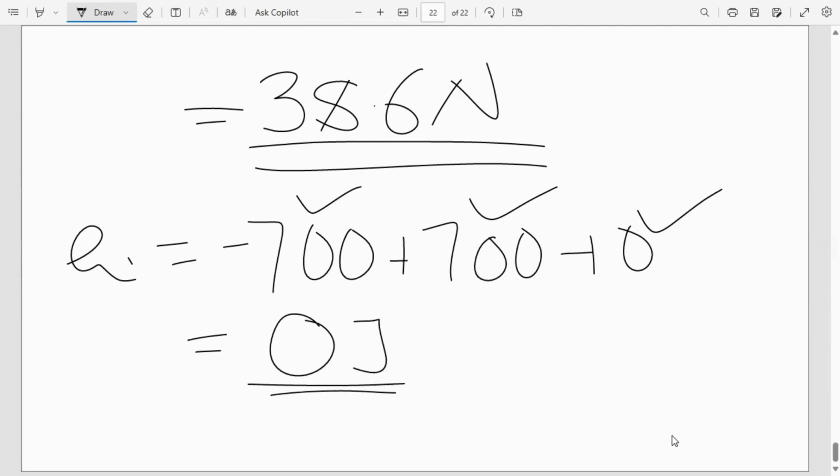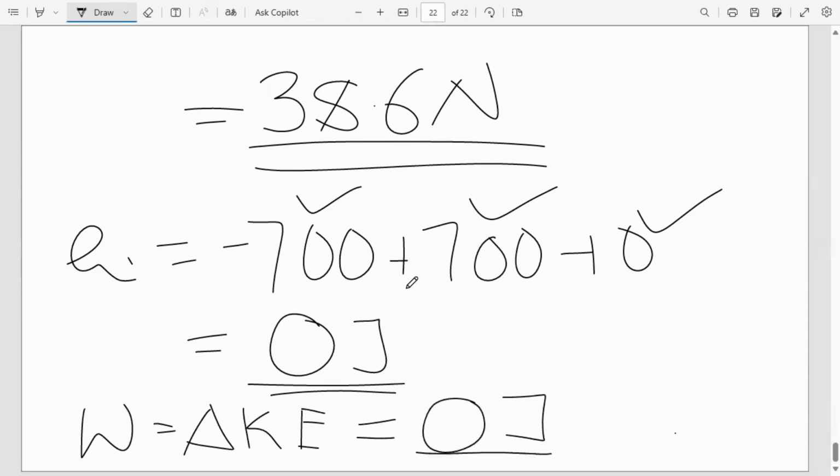Or in other cases, since they've said this object is moving at constant speed, that means there is no change in kinetic energy. Even if you wanted to use the work energy theorem, you're going to find out that work done is equal to change in kinetic energy. And the change in kinetic energy, since the velocity is constant, is going to be 0 joules. So the total work done on this cart is equal to 0 joules.